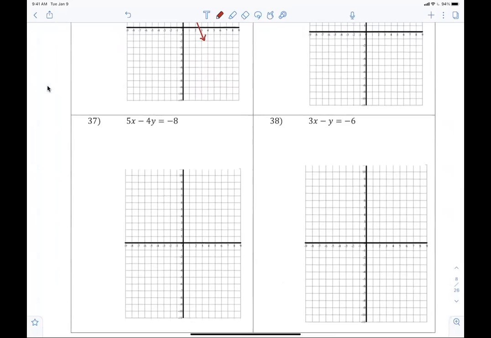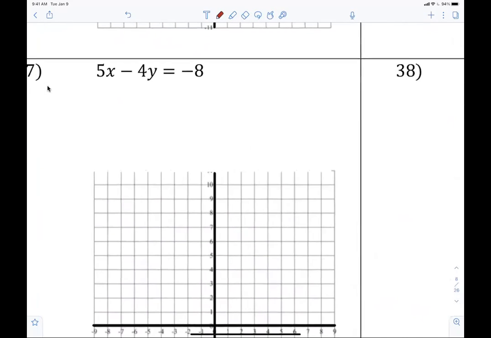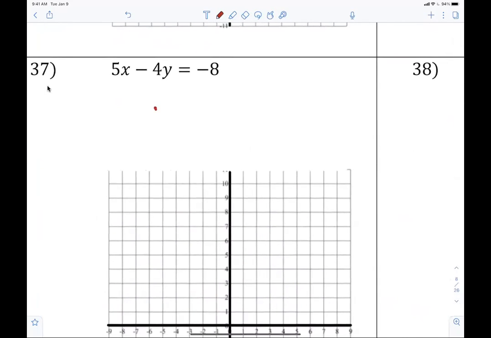Okay, now practicing mental math. Everybody look up. I want everybody to be able to look at that and just say y equals something. All right. What? y equals 4/5x plus 8.